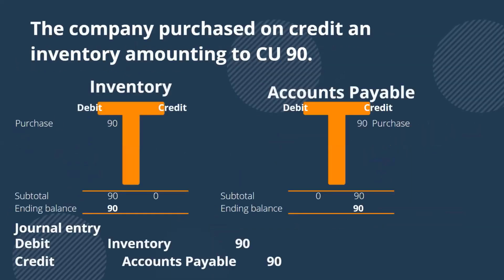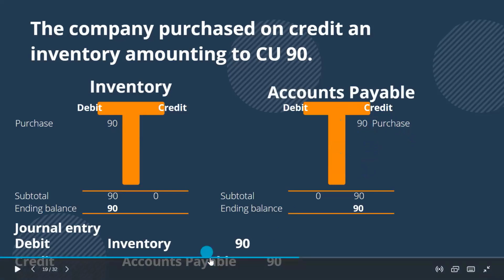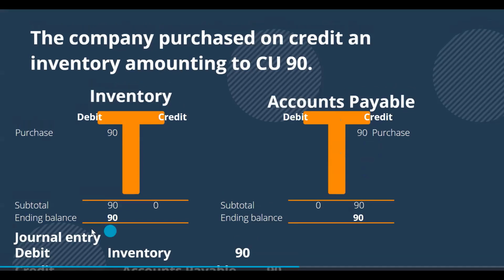So now another example. The company purchased on credit an inventory amounting to 90 currency units. So the inventory is on debit since it is purchased on credit, while the accounts payable is on credit since there's an addition to the accounts payable. So doing this in a journal entry, the debit is on the inventory amounting to 90 currency units and credit on accounts payable amounting to 90 currency units.